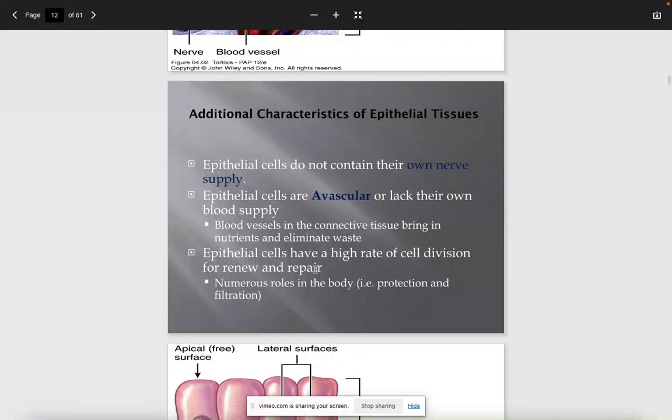We know this. Epithelial cells have a high rate of cell division. What's the other term for cell division? Mitosis, absolutely, for renewal and repair. And we said this is why whenever we cut our finger, we eventually form a scar. It's because of this high rate of mitotic activity in which we don't have a hole or a laceration in our hand for a year, right? It repairs itself within usually a couple weeks, and it's because of this high rate of cell division.